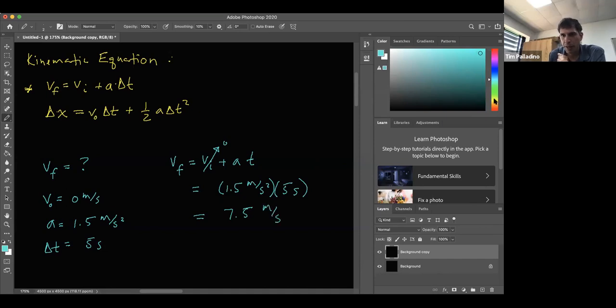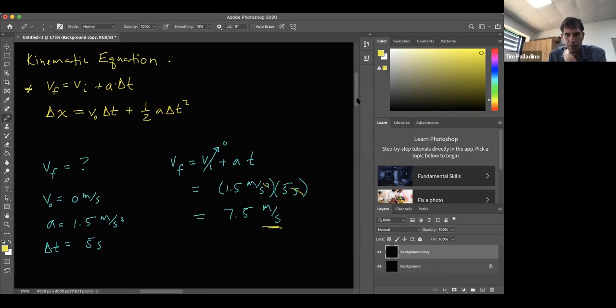I'm just going to highlight that this unit of seconds squared cancels one of these seconds, so you're going to get meters per second. It's always good to make sure that you have the correct units after you multiply this out.